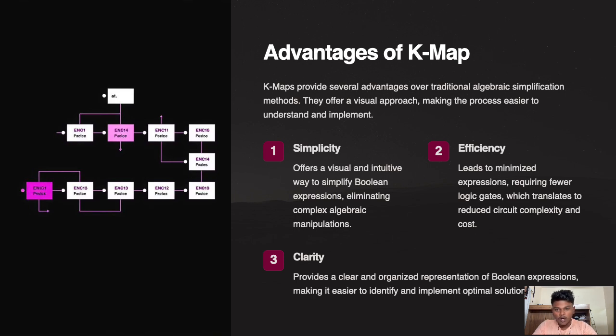Advantages of K-map. K-maps provide several advantages over traditional algebraic simplification methods. They offer a visual approach, making the process easier to understand and implement. Simplicity: it offers a visual and intuitive way to simplify Boolean expressions, eliminating complex algebraic manipulations. Efficiency: it leads to minimized expressions requiring fewer logic gates, which translates to reduced circuit complexity and cost. Clarity: it provides a clear and organized representation of Boolean expressions, making it easier to identify and implement optimal solutions.